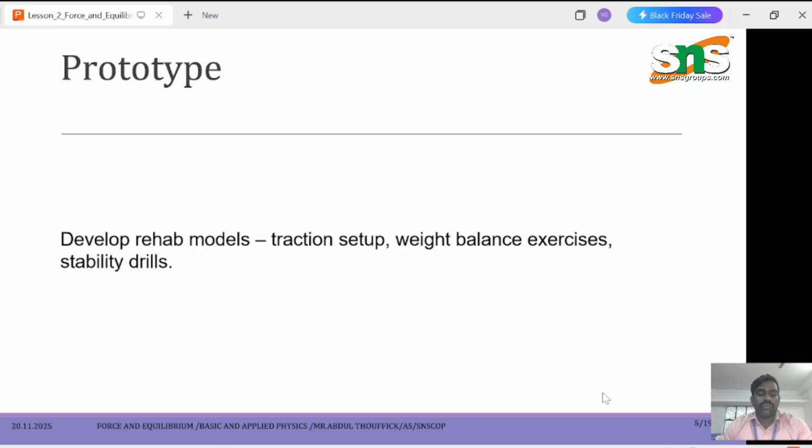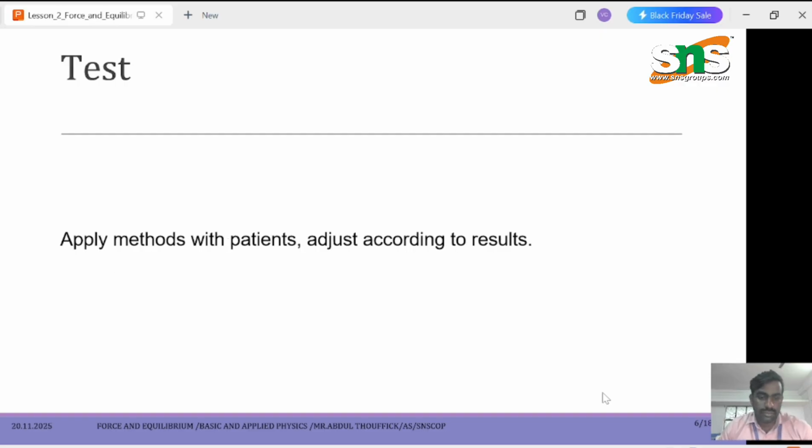So coming to prototype, here we translate theory into action. We develop rehabilitation models like traction setups, weight balance activities, and stability and balance drills. These help patients physically experience equilibrium principles. To test, in the testing stage, we apply these methods with patients and adjust based on outcomes. No single approach fits all. Clinical reasoning depends on feedback and performance.